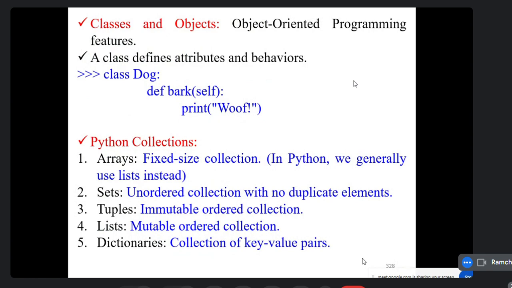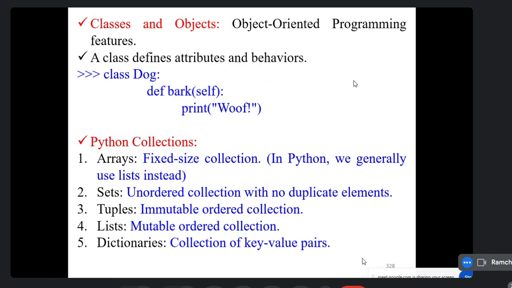Then what is meant by class and object? Classes and objects are object-oriented programming features. A class defines attributes and behaviors. A class is a collection of objects. Now my class name is Dog. See now, Dog, D is a capital letter, colon, def is a keyword, bark is a function, self is something you can call a constructor. Print woof. So this is the way of declaring a class.